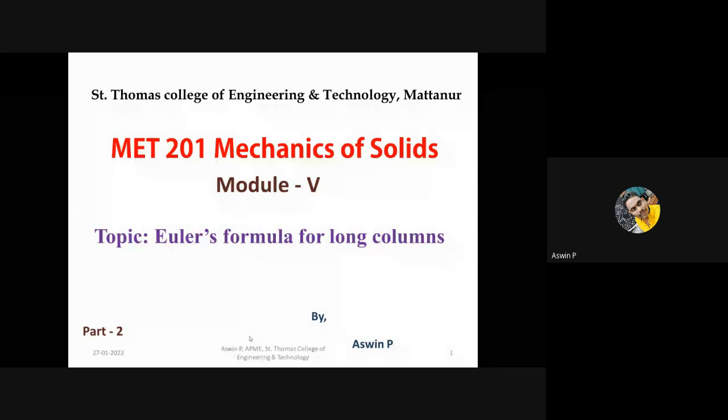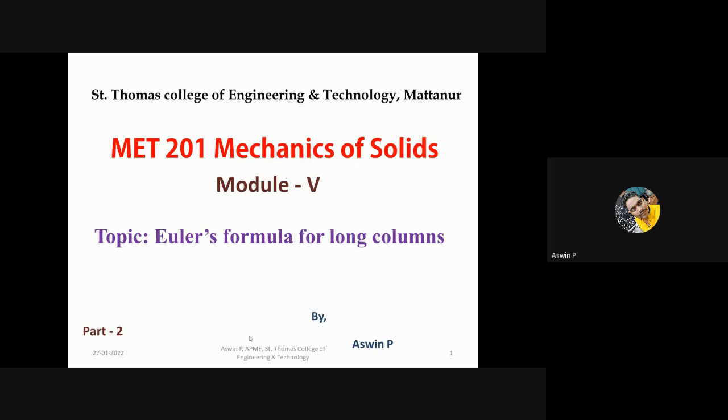Then we have discussed different types of end conditions, that is both ends hinged, one end hinged and one end fixed, then both ends fixed, and last one is one end fixed and the other end free. And effective length also we have studied in the previous class, and also slenderness ratio. These are the things we have studied in the previous class.